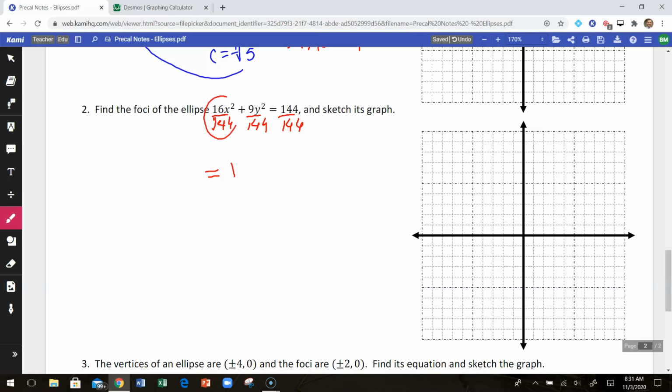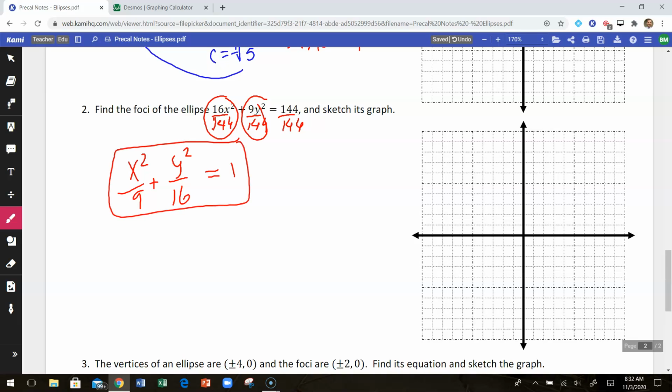So all I need to do is reduce 16 over 144. 16 over 144 is 1/9. So I'm going to get x squared over 9 plus 9 over 144 is going to reduce to 1 over 16. So y squared over 16 equals 1. Now I can look at this as my equation of my ellipse, and I can find all that information here.